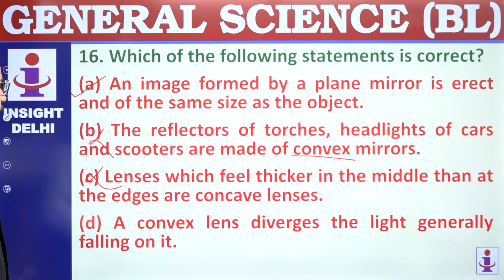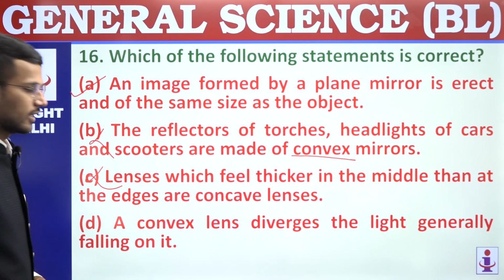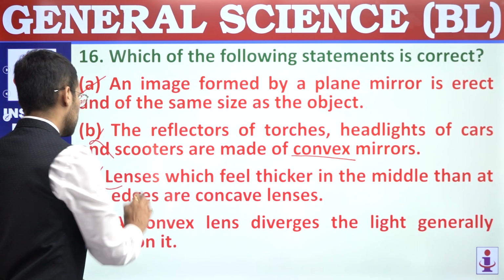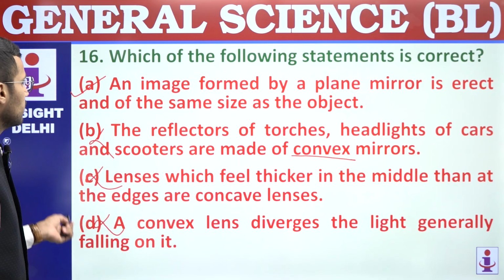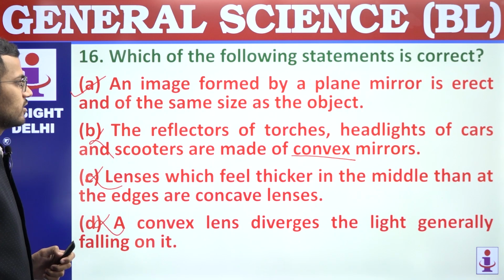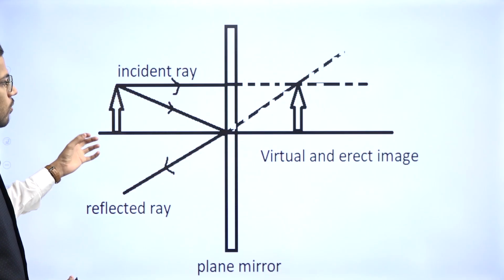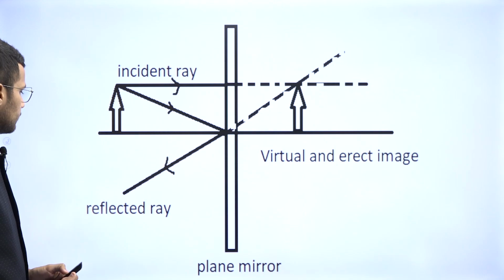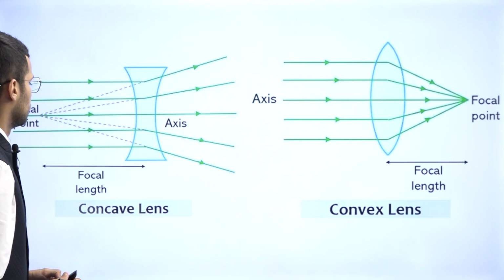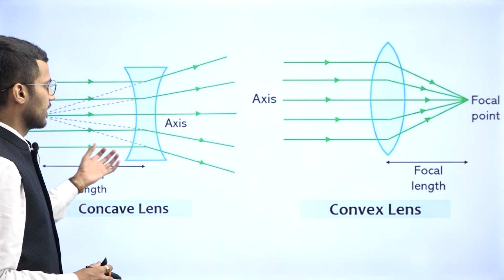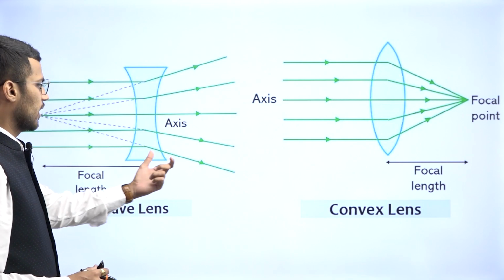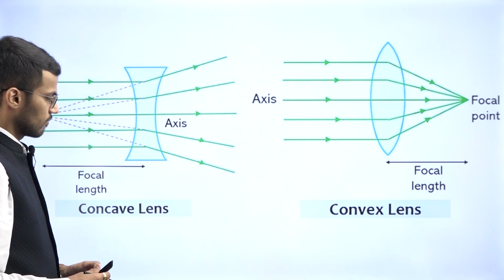D, a convex lens diverges the light generally falling on it. It converges, it does not diverge. And that's why answer is A. Question number 16, answer is A. So this is how plane mirror forms image. And these are the diagrams of concave and convex lenses.